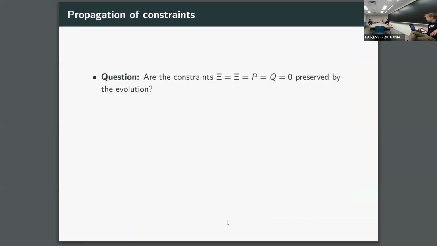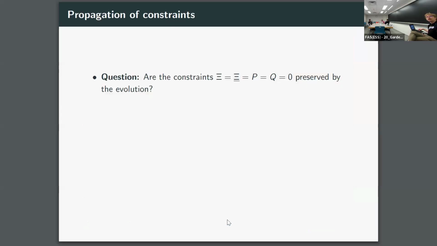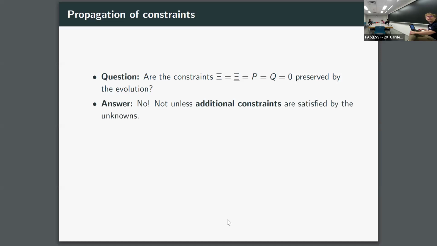So the natural question is, can I just prescribe initial conditions that satisfy the constraint equations and then show that they propagate, that they're preserved by the evolution equations? This is what I would like to show. And unfortunately, the answer is no. And it's not, unless there are additional constraints that are satisfied by the unknowns.